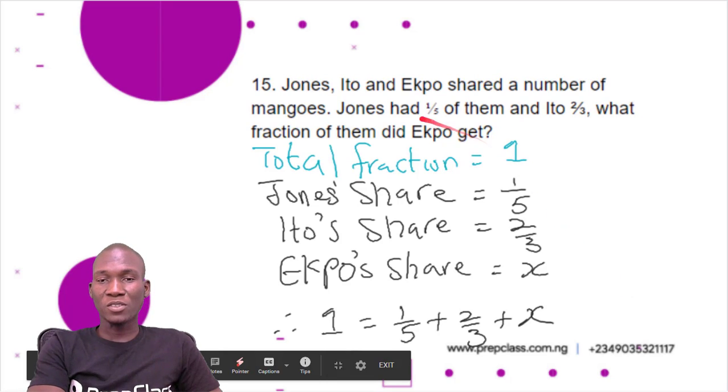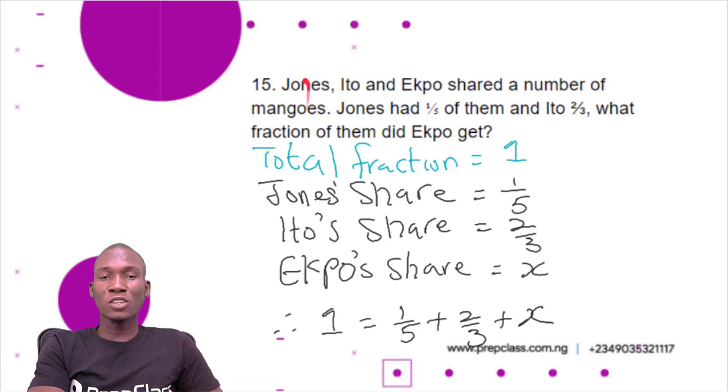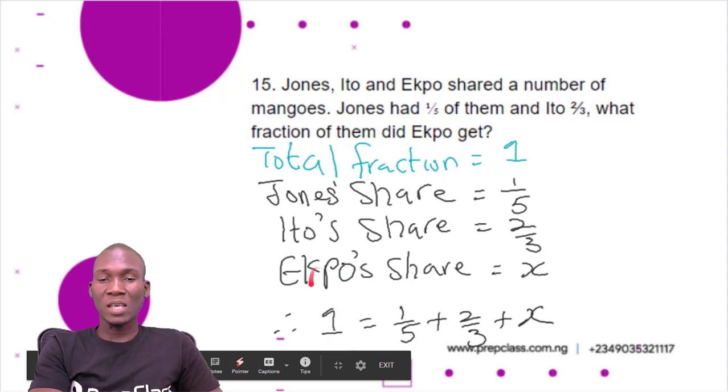Now, for fractions, since a particular number of mangoes is shared, it means the total fraction is going to be 1. So therefore, Jones' share is 1/5. Ito's share is 2/3. We need to find Ekpo's share. So we have that to be X. So since the total fraction is 1, if we add all these fractions together, we must get 1. So we have 1 equals 1/5 plus 2/3 plus X.